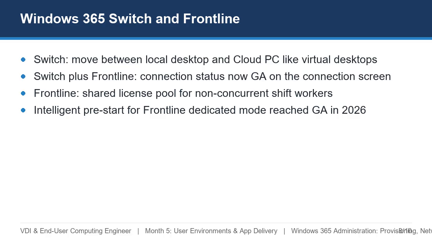Windows 365 Switch lets a user move between their local desktop and their cloud PC the same way Windows already switches virtual desktops. Paired with Frontline specifically, connection status and timeout information on the connection screen reached general availability in 2026. Frontline itself is the shared license model for shift workers who use cloud PCs non-concurrently, and intelligent pre-start for its dedicated mode also reached GA this year, predictively starting a cloud PC before the user needs it.